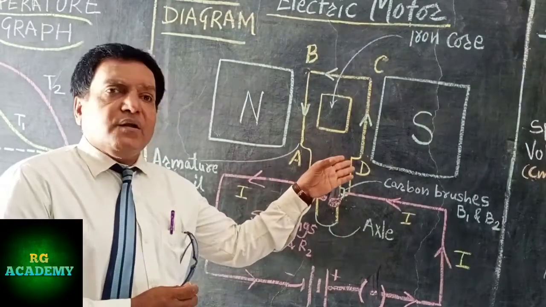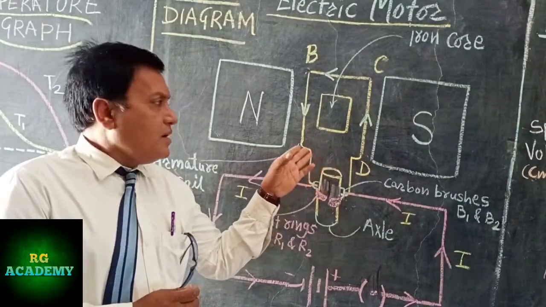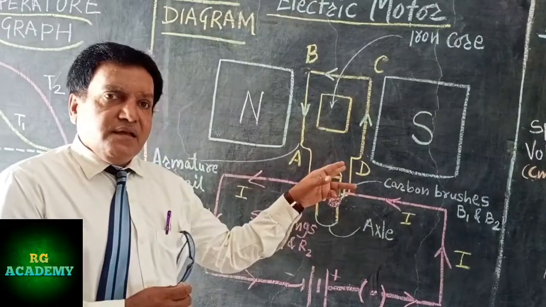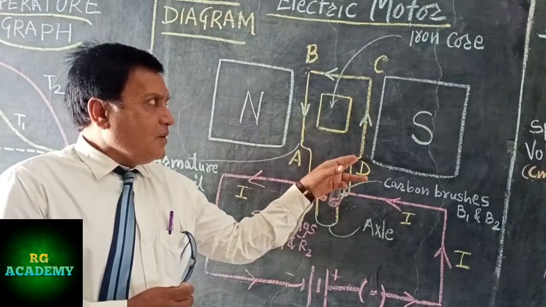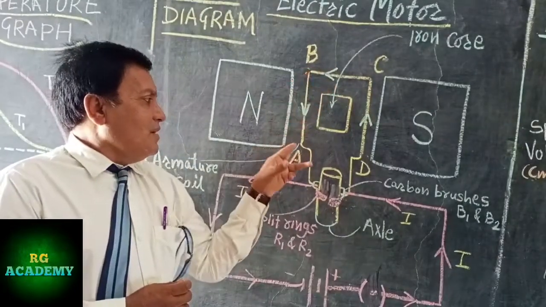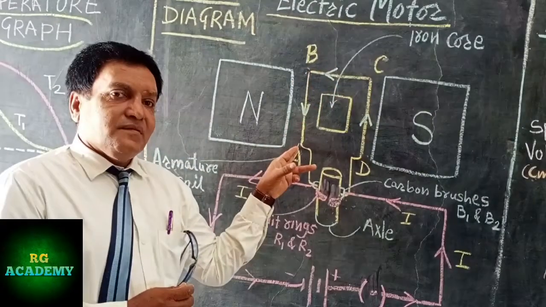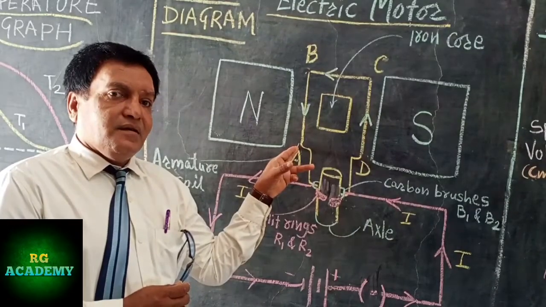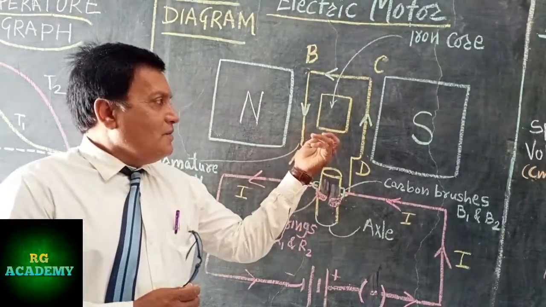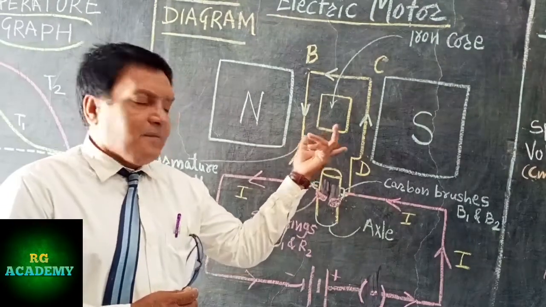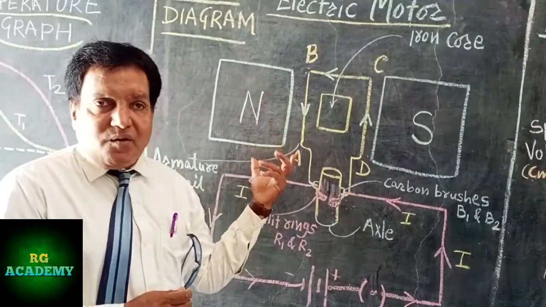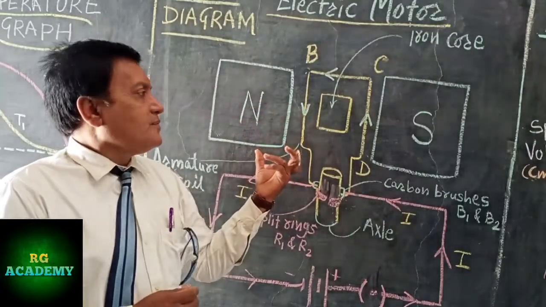So when the electric current flows through this armature coil ABCD, the direction of current in this armature coil A, B, C, D is from D to C, from C to B, from B to A. This is the direction of current. Now we will see what happens in this armature coil if the current is flowing in this way, from D to C to B to A.